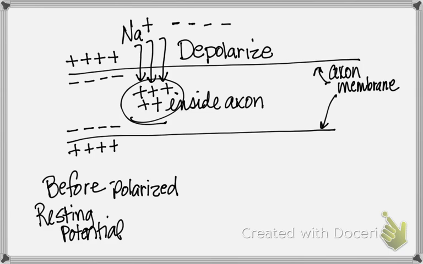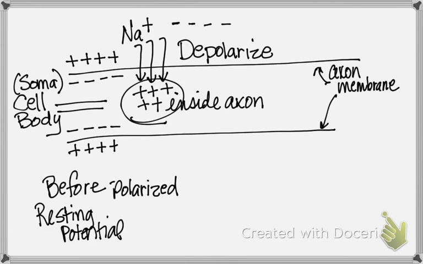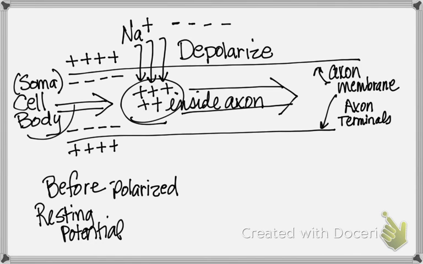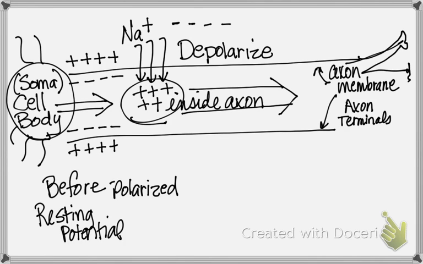That wave of depolarization travels from the cell body end, which we also call the soma, down the axon towards the axon terminals. So it goes from the cell body end with the dendrites to the axon terminals, where the axon ends and branches out and comes into close contact with other cells.